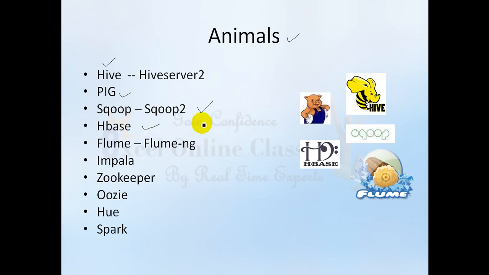Hadoop basically has some drawbacks, so they are filled by HBase. And then Flume is about streaming data, and Impala is a faster version of querying the data, and Zookeeper is the one which takes care of all this, and Oozie is a workflow engine, and Hue is the Hive user experience, and Spark is again a faster version of processing the data.